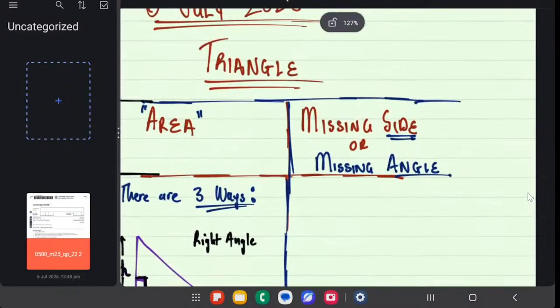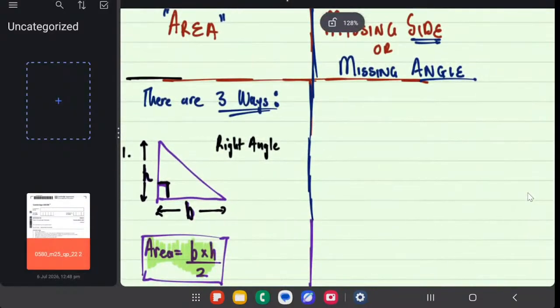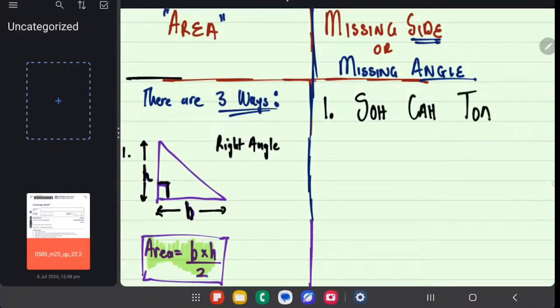Let's go now. We're doing missing side or missing angle. The first thing I want to teach you is, Alex? Yes. Be patient, Alex. I could tell you're jittery. Be patient. Okay. I won't take too long. I want you to just be present.